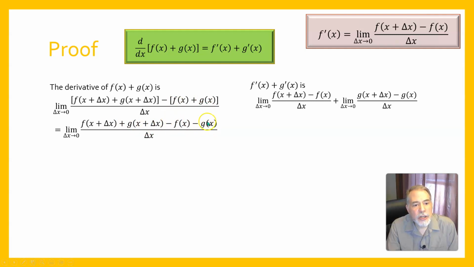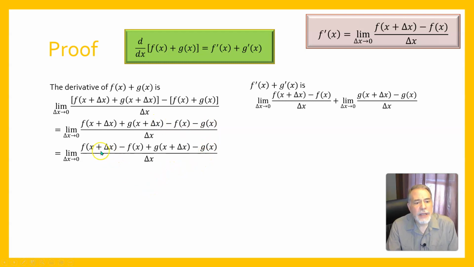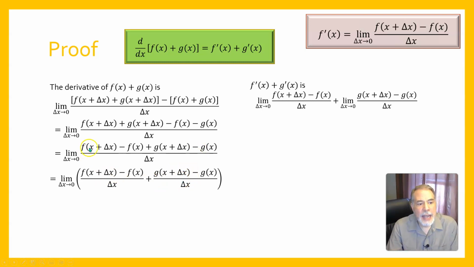And let me rearrange the terms in the numerator so that the f parts are together and the g parts are together. So it's f of x plus delta x minus f of x, plus g of x plus delta x minus g of x. And now I can separate this into two separate fractions that each have that same denominator. So we've got f of x plus delta x minus f of x over delta x, plus g of x plus delta x minus g of x all over delta x.